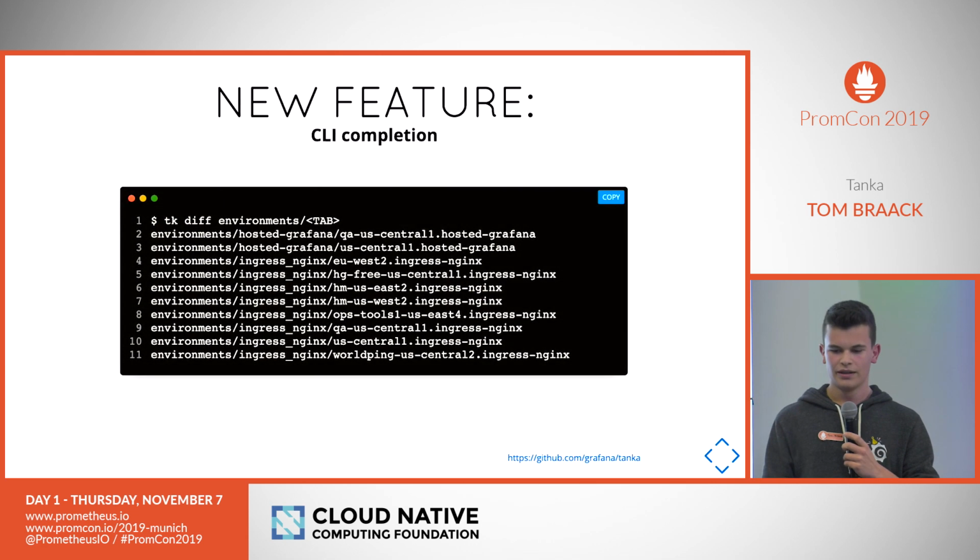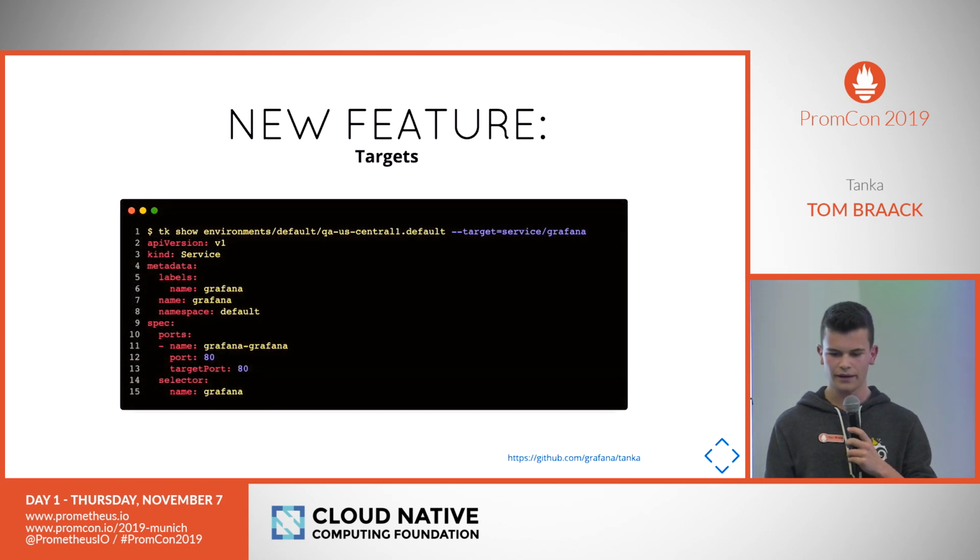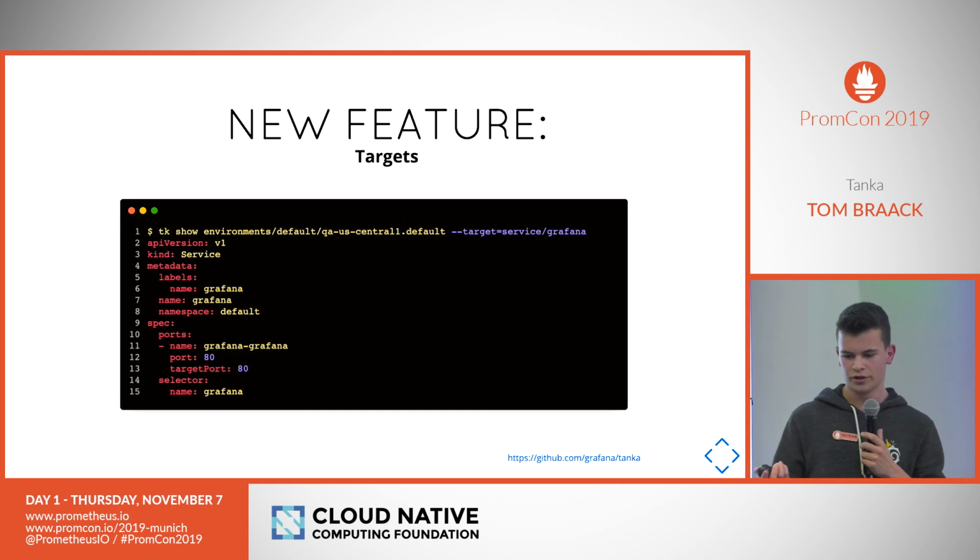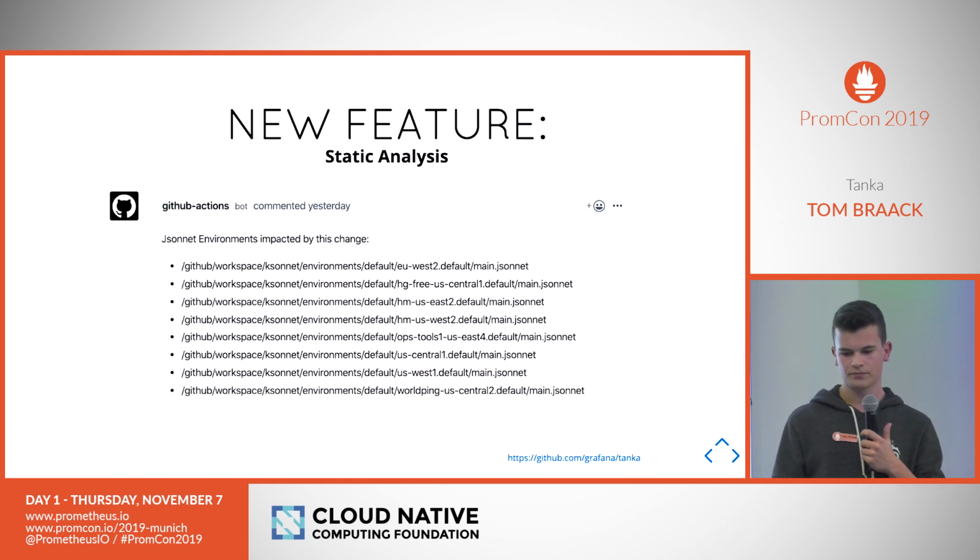Another nice thing, we added tab completion to the CLI. So if you tk diff some environment, it just suggests all the environments you can use, which is real handy because these names are long and you really don't want to type them. Another thing, targets, which is a pretty cool thing. It allows you to do staged rollout. So if you want to install just a part of it before all of it, you can specify which one. The last thing is static analysis. We have a bot built on GitHub. If you change some Jsonnet library, you can tell which of your clusters is affected by it.